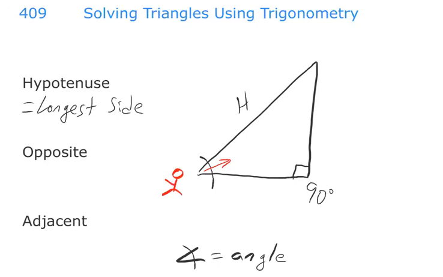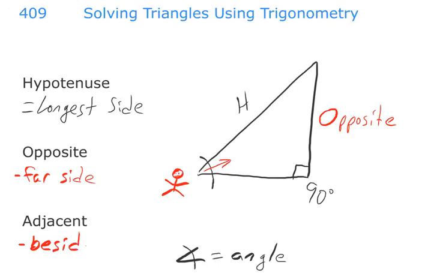I'm standing here, I'm happy, there's a smile on my face. I'm looking in that direction. The opposite is the far side, right? The opposite of where I'm standing is the far side, opposite. Okay? Then I've got adjacent. So in English, what does adjacent mean? Adjacent means beside something, next to something.